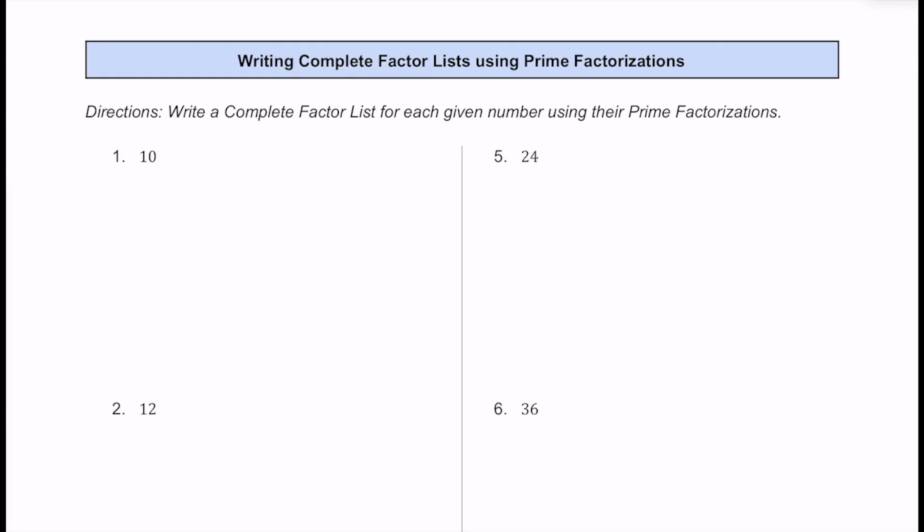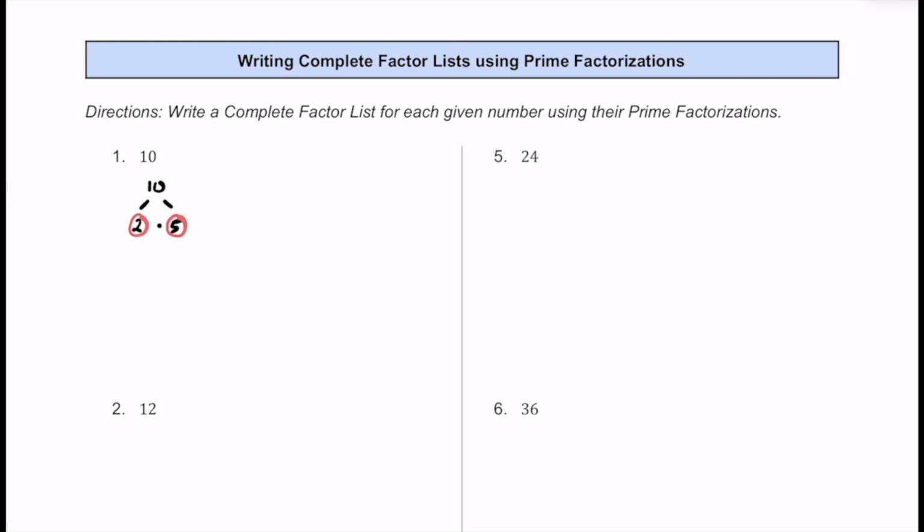Let's practice writing complete factor lists using some prime factorizations together. Now, generally to make a complete factor list, it's helpful to have a prime factorization. So I'm going to go ahead and take this number 10 and think of two numbers that multiply to get 10. I'm going to say 2 and 5. Now, 2 and 5 happen to be prime numbers already, so this is a short prime factorization tree.